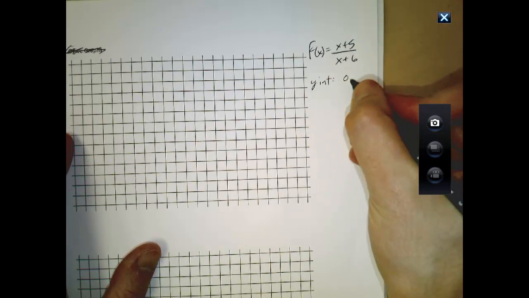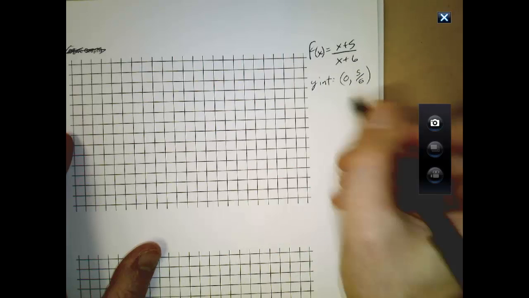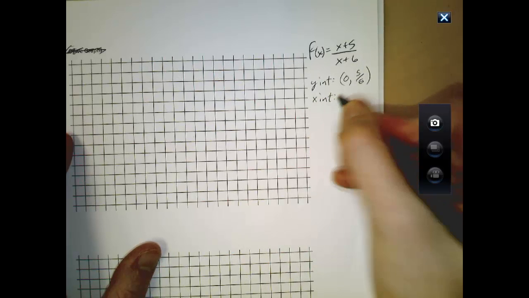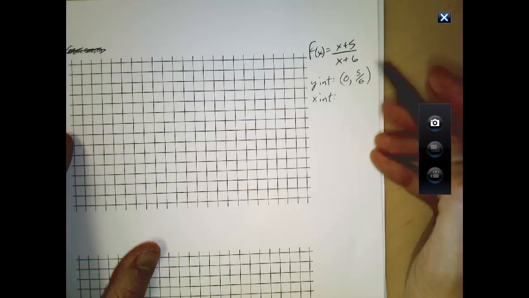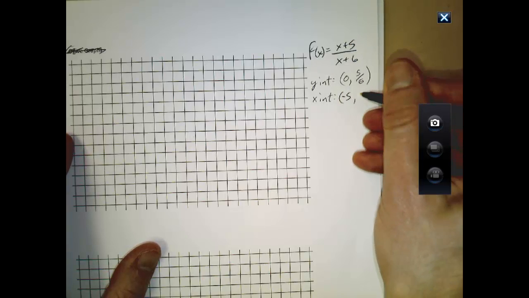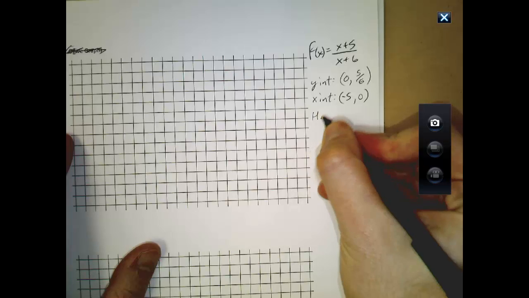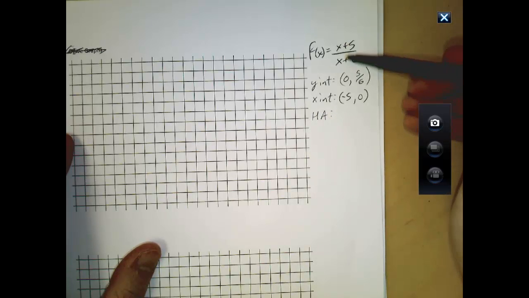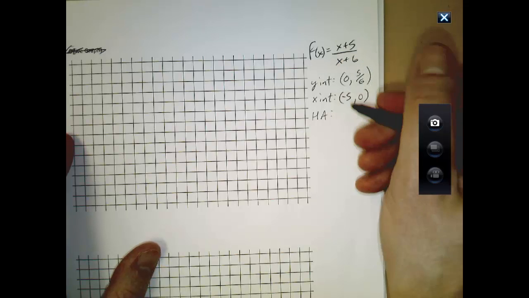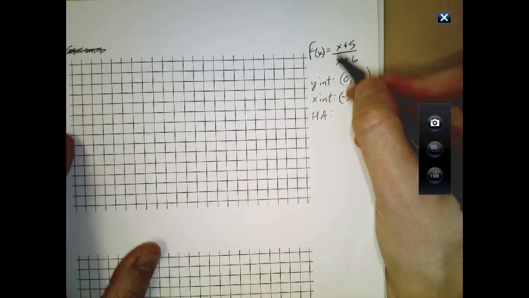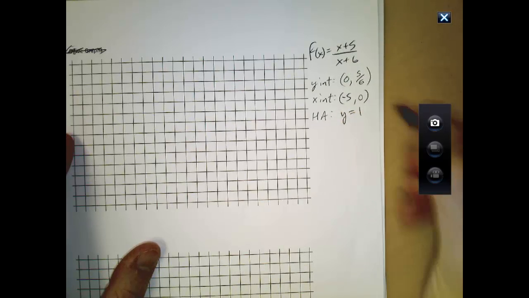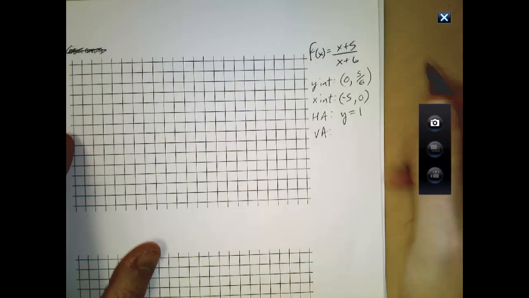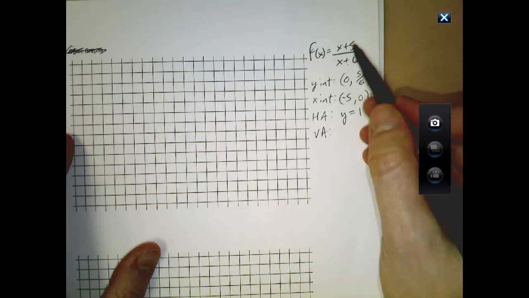Y-intercept. Plug in 0, you get 5/6. X-intercept. What makes the top 0 but not the bottom? -5 will do it. Horizontal asymptote, one asymptote actually. What are the degrees of the top and bottom? That's degree 1, degree 1. Same degree, then you divide the coefficients. It goes to 1. Vertical asymptote. What makes the bottom 0 but not the top?